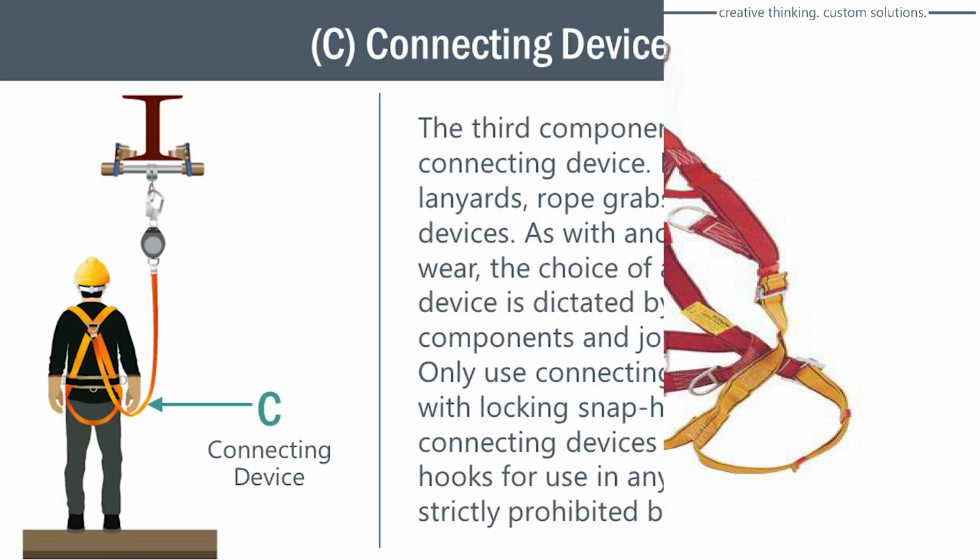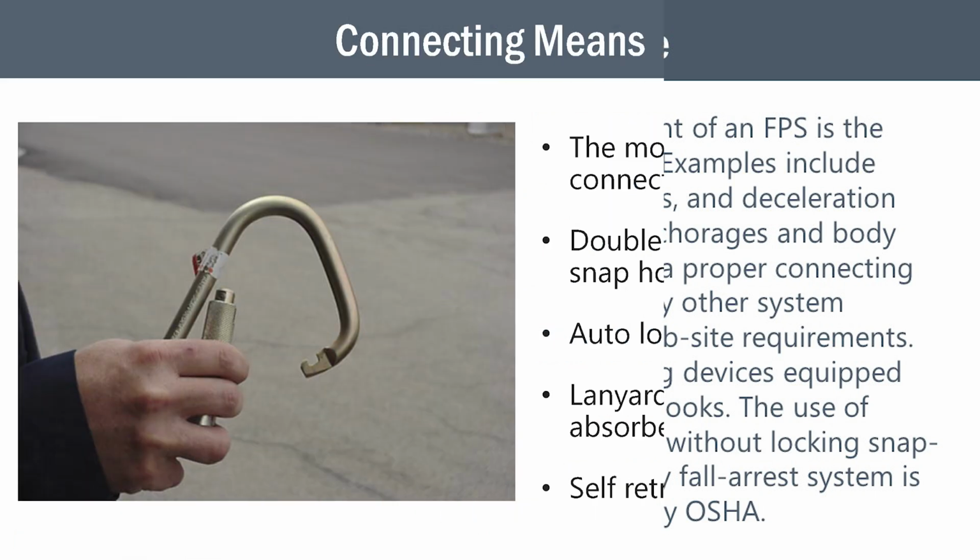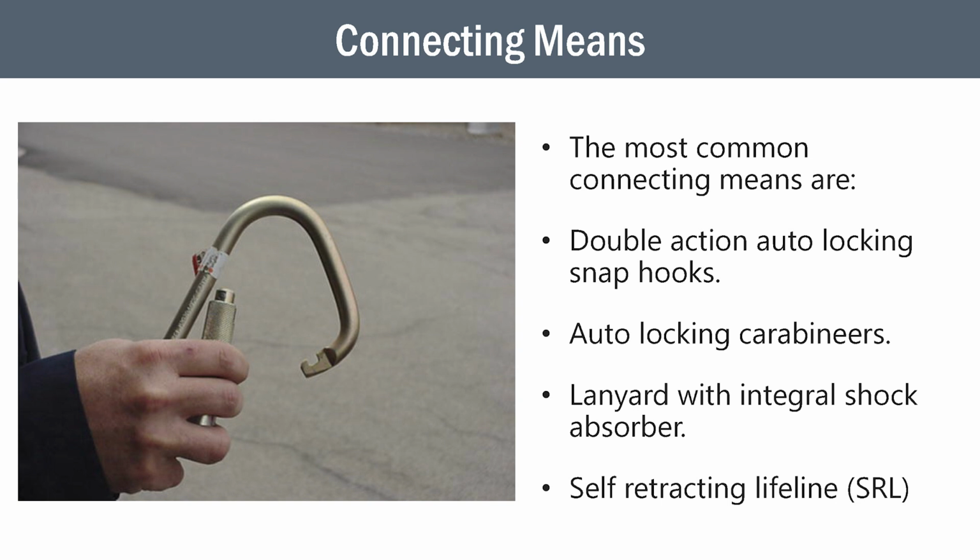Okay. The connecting device. And then if we get into different things like this right here, like a carabiner type issue. Notice this right here has an automatic locking mechanism. When you let go of that, it's going to spring back into place, twist, and lock.